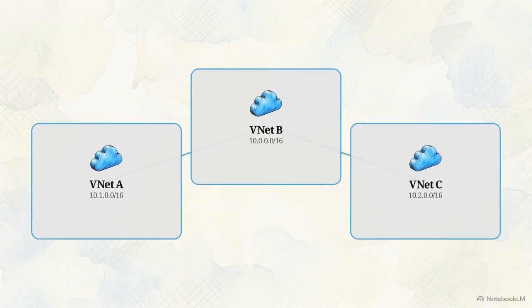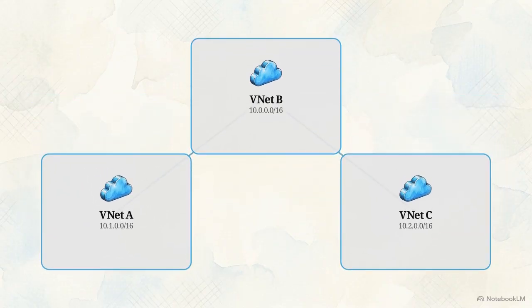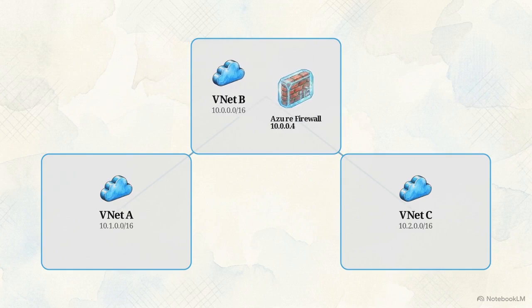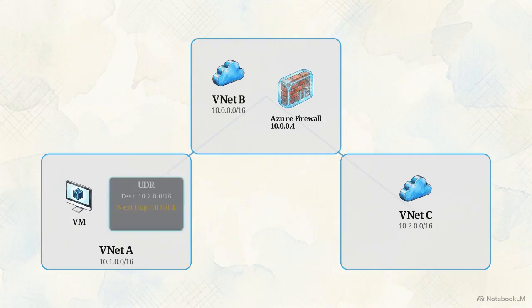Establishing connectivity across these gaps requires a hub-and-spoke topology. To achieve transitivity, architects place a centralized routing appliance, like an Azure firewall or a third-party network virtual appliance, directly into the hub network. Deploying a firewall into the hub is only the first step to overriding the fabric's default isolation.